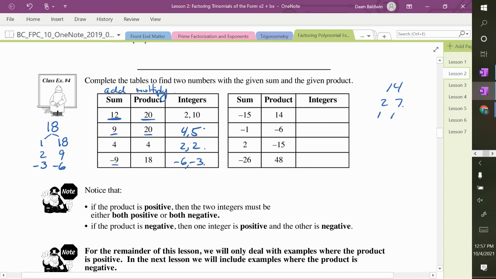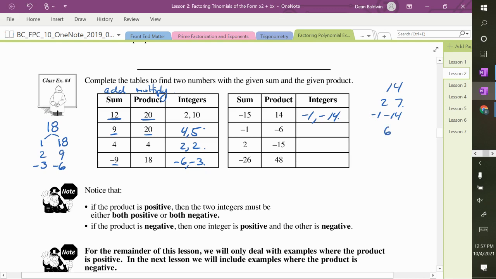What about 1 and 14? How would I make them add to negative 15? Negative, negative. Okay. So if you're struggling to do it in your head, do this little factor. It's not a factor tree. You're just figuring out the multiples of it, I guess. What sums to negative 1, or adds to negative 1 and multiplies to negative 6?